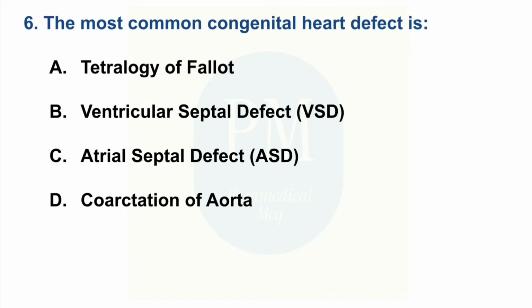The most common congenital heart defect is option A. Tetralogy of Fallot. Option B. Ventricular septum defect VSD. Option C. Atrial septum defect ASD. Option D. Coarctation of aorta. The correct option is option B. Ventricular septum defect VSD.